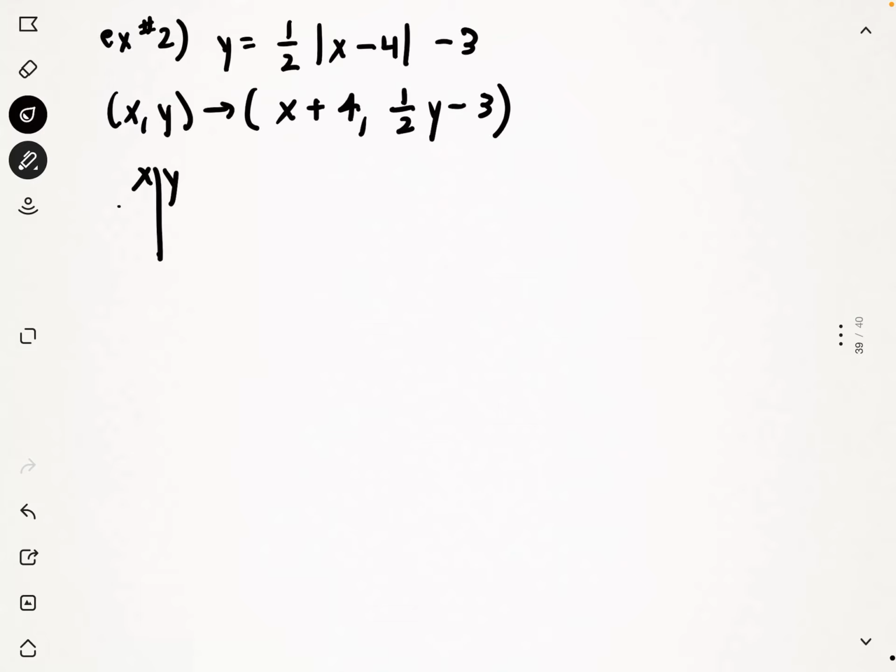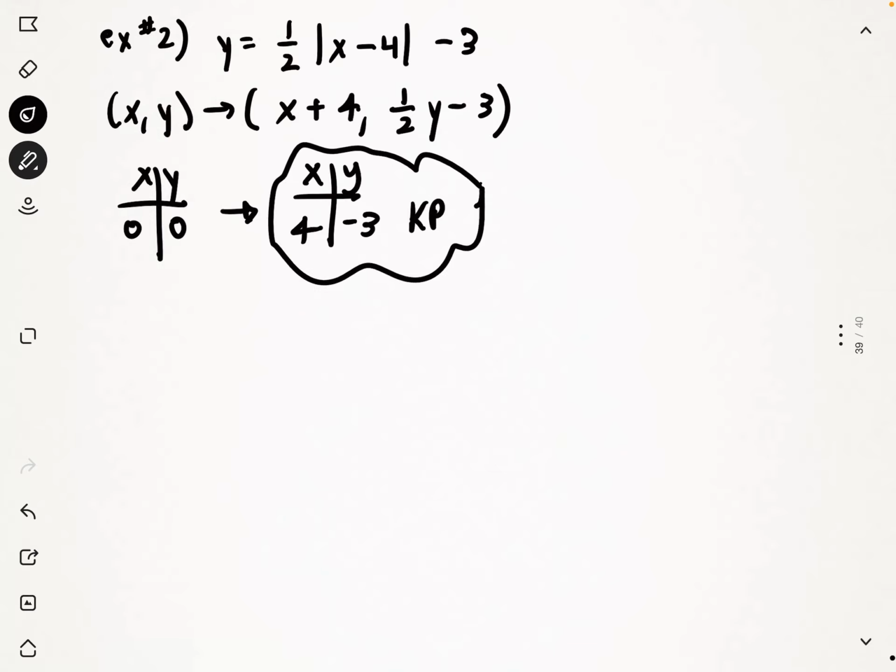Key point at (0, 0). So we plug (0, 0) into the mapping, and you end up with (4, -3), which is the key point. No need to do any other key points. We just want a rough sketch of the graph, that's all that's necessary. So we could get started already. We have (4, -3), so we can put that point in right here.